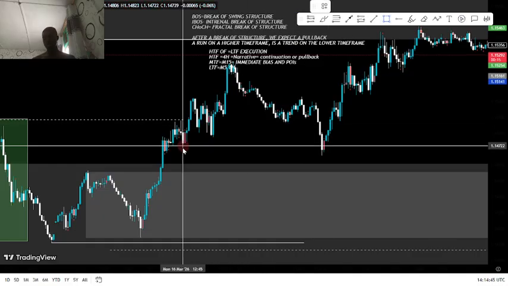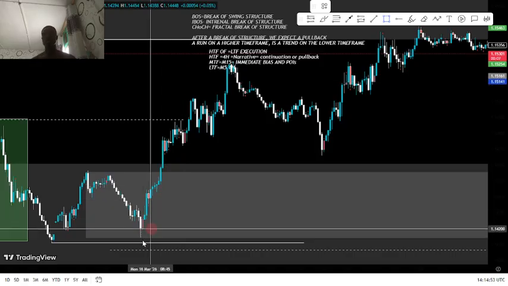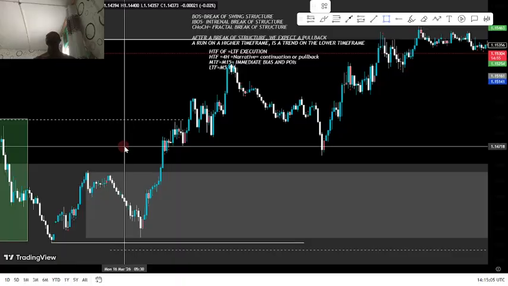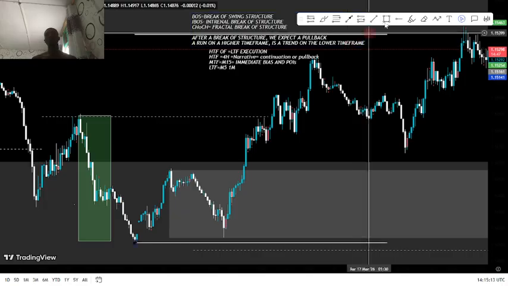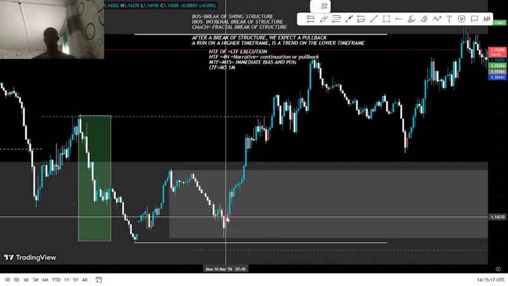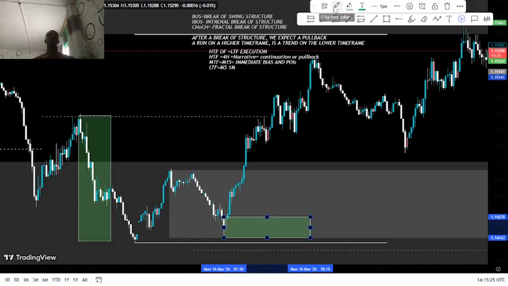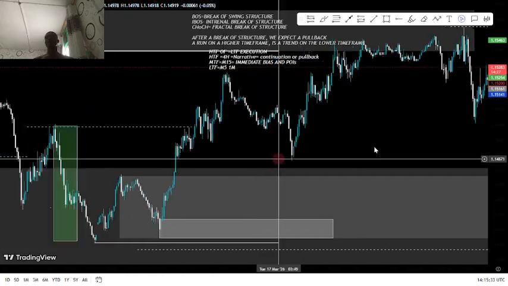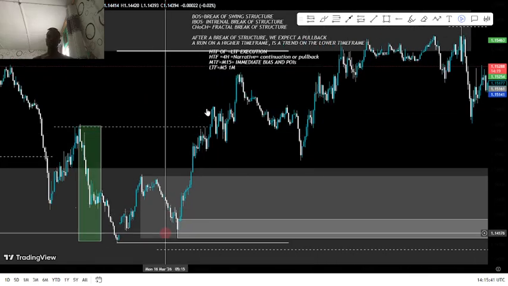So what you do is, the minimum criteria is that it lets you break structure. So you have to find a range within this one that lets you break structure. It doesn't matter, it can be fractal, swing, or internal. But what you have to find out is that the higher the structure, the stronger, the more significant it is. So within here, you can see that obviously we have the extreme structure here. So we have the mitigated extreme. Here is the extreme because it lets you break.